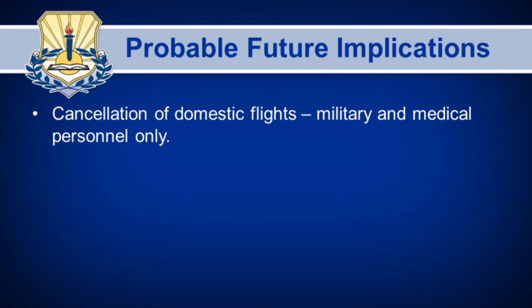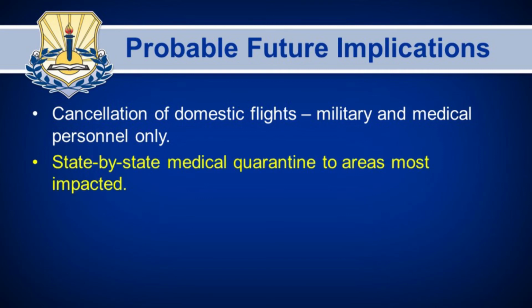In this issue here with the pandemic, you're looking at the cancellation of domestic flights. More than likely, they're going to be dealing with military and medical personnel flights only. And then state-by-state medical quarantine as to the areas that are going to be most impacted. We could see the impact not only in New York, New Jersey, and starting in Pennsylvania, but also in California and the western states as well.